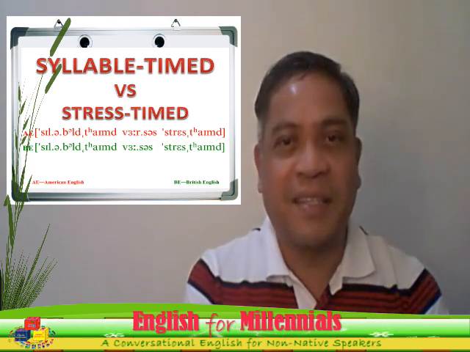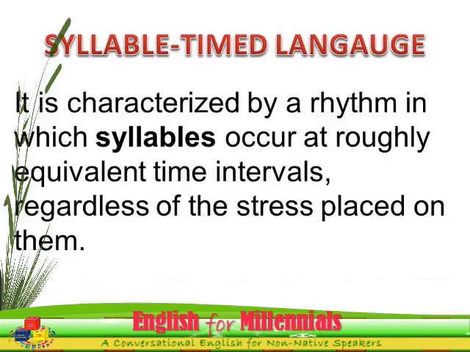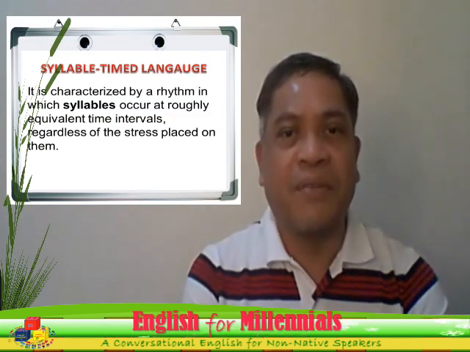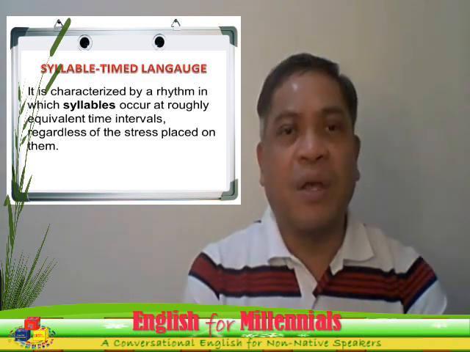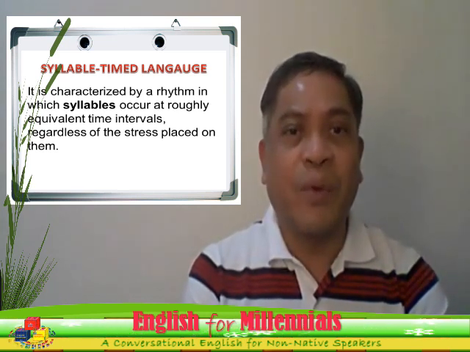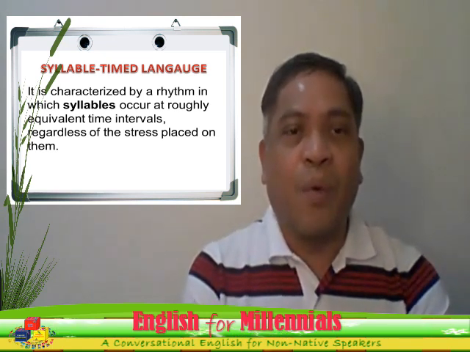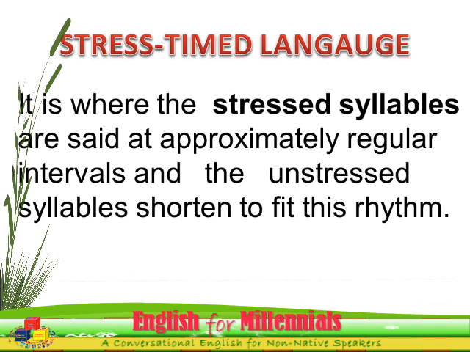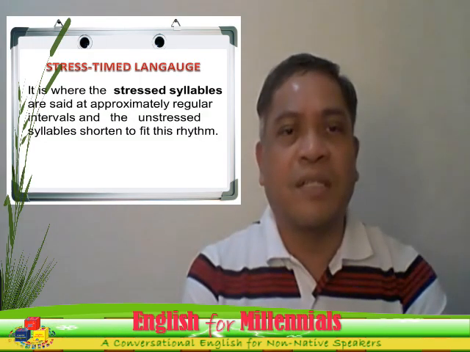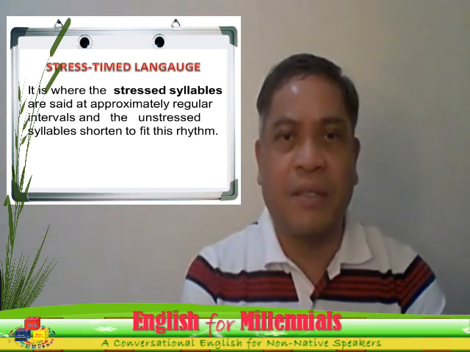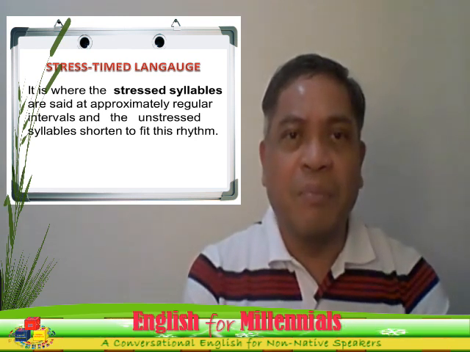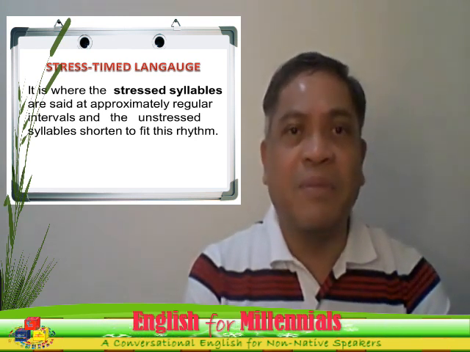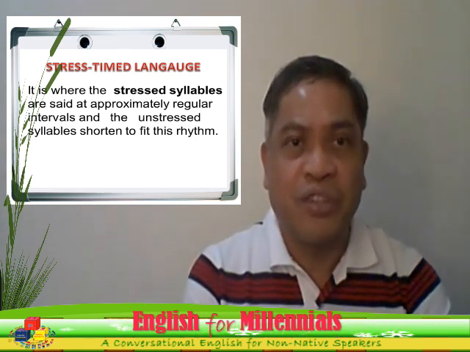What is the difference? In syllable-timed or phonemic language, all the syllables occur at roughly equivalent time intervals, regardless of the stress we place on them. It means we produce all the syllables with equal length of time. While in stress-timed language, all the stressed syllables are said at approximately regular intervals, and the unstressed are shortened to fit the rhythm. It means syllables have different lengths of time in producing each sound.